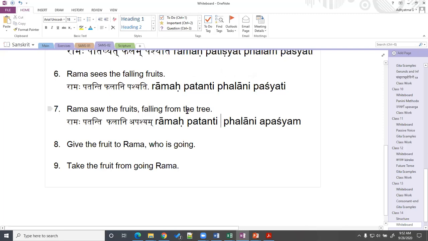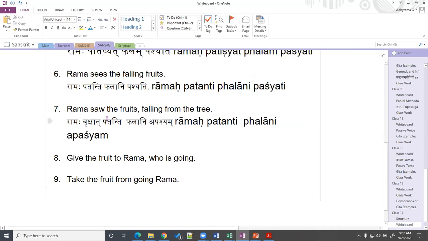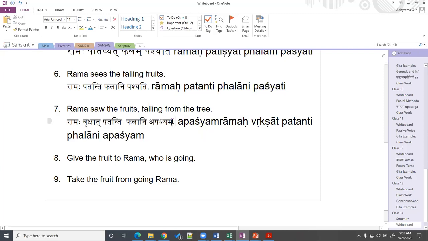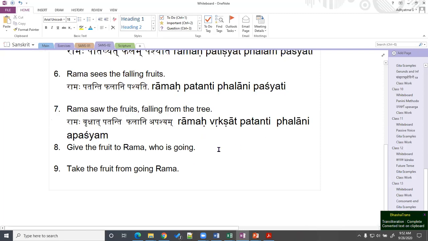Now, falling from the tree. So vrukshat patanti. We have to say from the tree. It is the fifth case for the tree. The word for tree is vruksha. So it would be vrukshat. So Rama vrukshat patanti falani apashyam. So that's how you will make the sentence here. Rama vrukshat patanti falani apashyam.